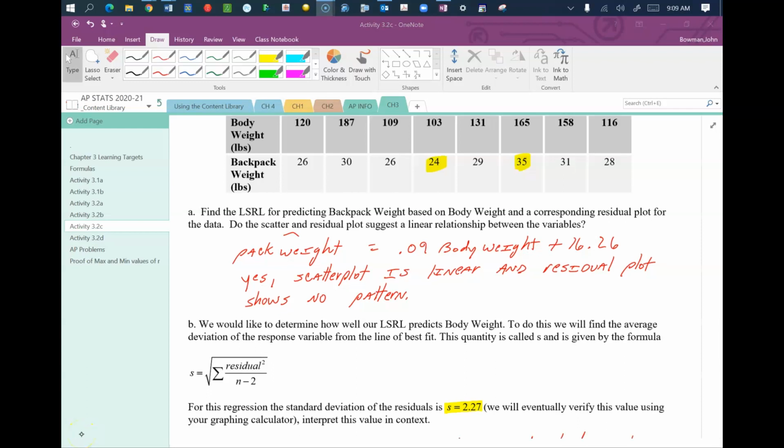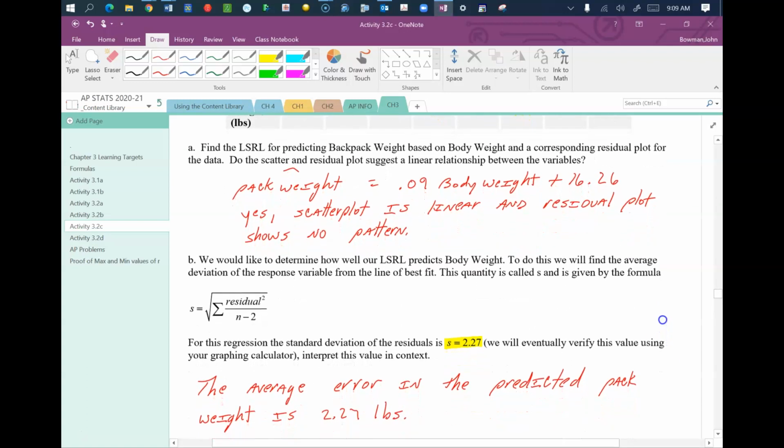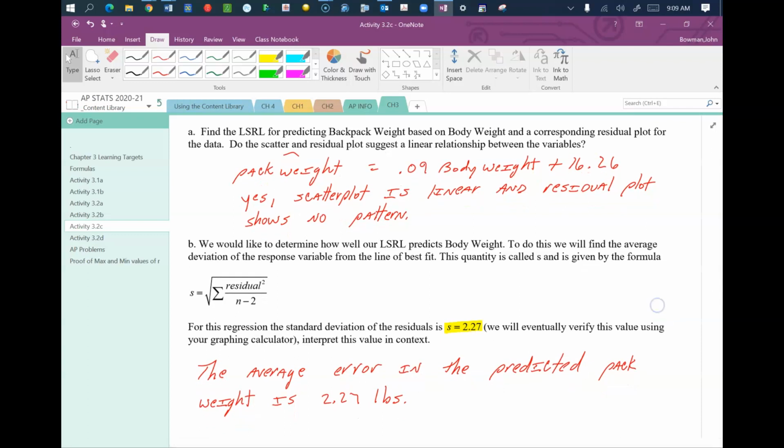Again, the way we interpret S in context after we find it, which we'll talk about how to find later on, is that S represents the average error in the predicted response variable based on this least squares regression line. In this case, it's the average error in the predicted backpack weight, and it's 2.27 pounds.